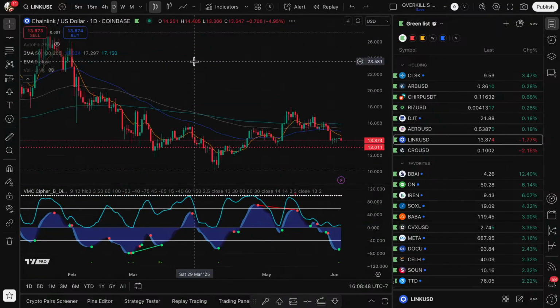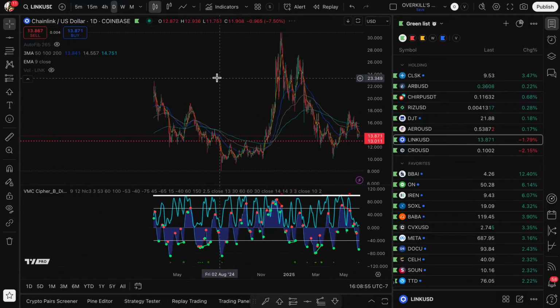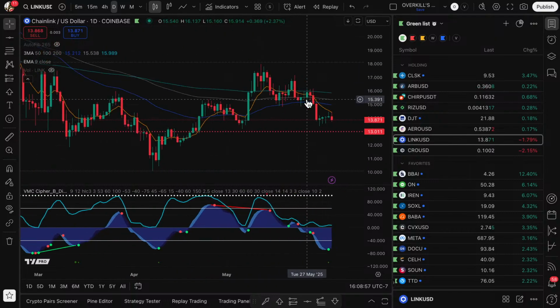But I think it's a steal here at $13. I think this is an easy 3 to 5x in the next 1 to 6 months.